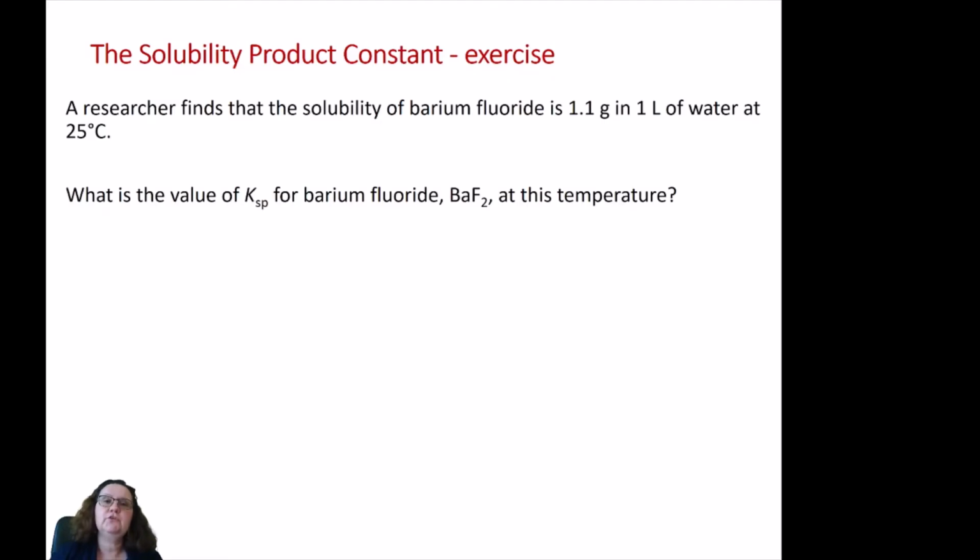I'm going to ask you to stop the video and have a go at this exercise, which is similar to the one I did before. If the solubility of barium fluoride is 1.1 grams in 1 liter of water at 25 degrees, what will be the solubility product constant for barium fluoride at that temperature? Stop the video now, please.